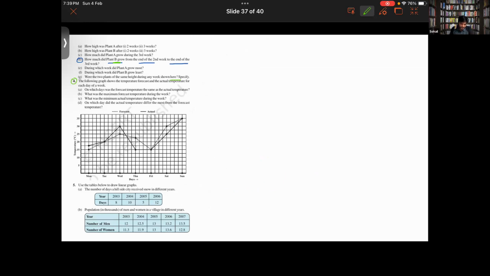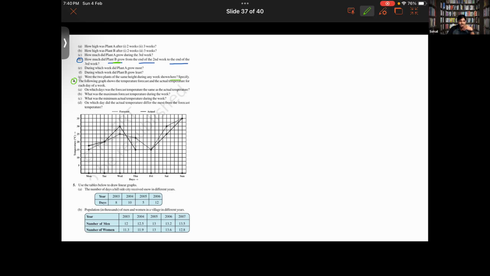Look at question number 4. It shows the temperature forecast and the actual temperature for each day of a week. On which day was the forecast temperature the same as the actual temperature? So first see on the x-axis, days are displayed. That is on Tuesday, right? Okay. What was the maximum forecast temperature during the week? Sir, 35 degrees Celsius. On which day? On Sunday, correct.